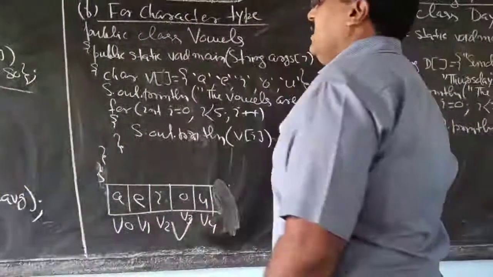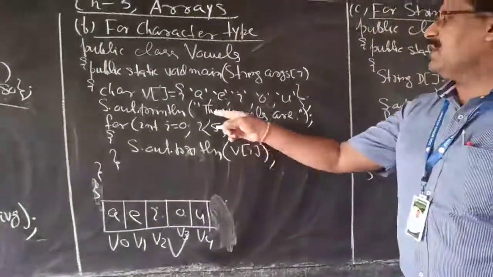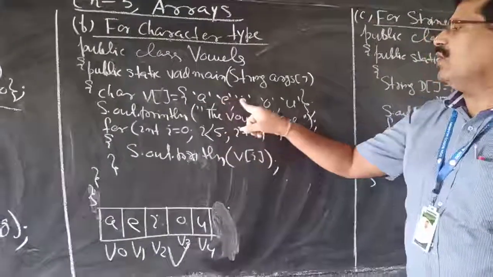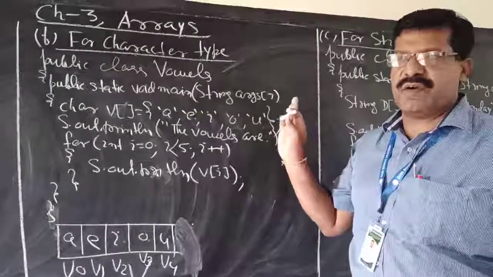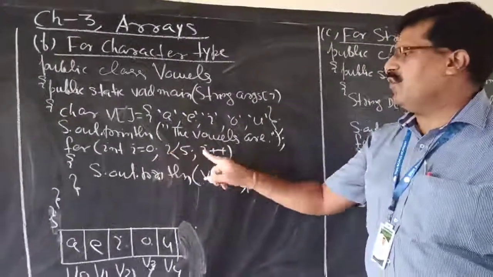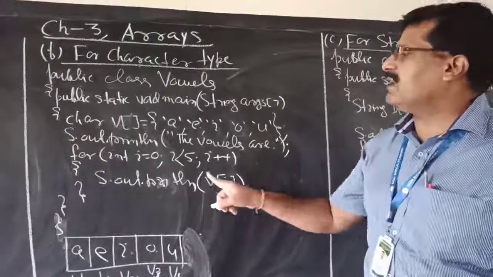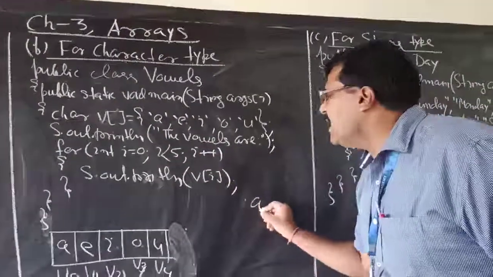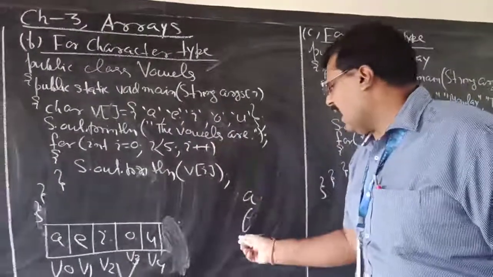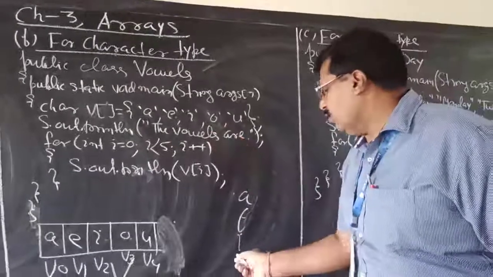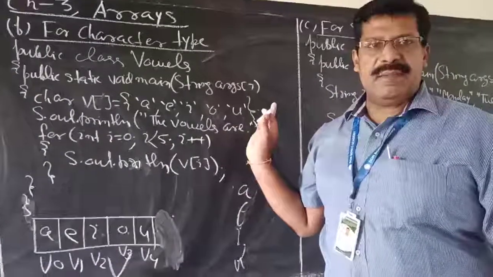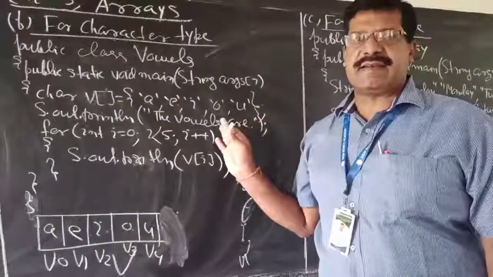Okay? So I have created the array. Now the heading is printed, the vowels are. For i equal to 0, i less than 5: 0, 1, 2, 3, 4. Array counting starts from 0. So i less than 5 means the loop will run 0 till 4 only. System.out.println v[i]. v0, what is v0? a. The a is printed, next i is 1, the e is printed, next i is 2, the i is printed, next i is 3, and o is printed, next i is 4, and u is printed. All the elements are printed. So this was the character array.